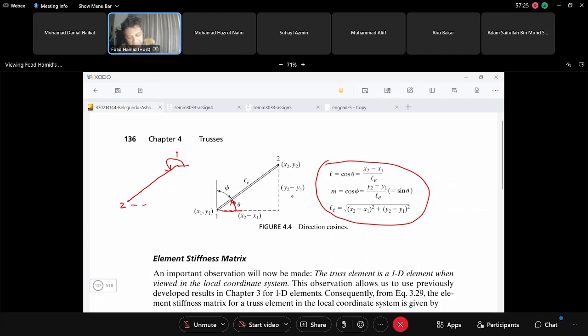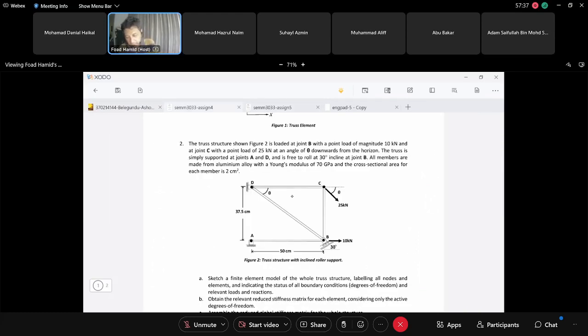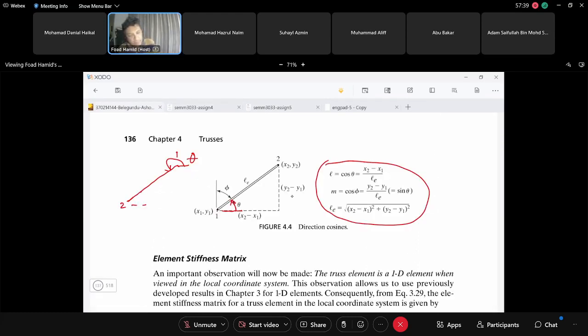Okay, so in this case, this is our theta. That is why we need our node number, local node number, and our coordinates. Okay, and our coordinates for this. Okay, and of course for this. And the node number will determine where our theta is located. Is it here or is it here? So be very careful with this.